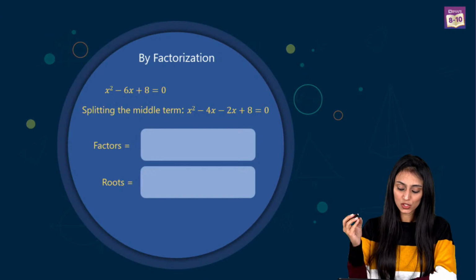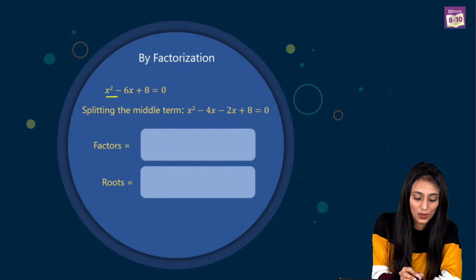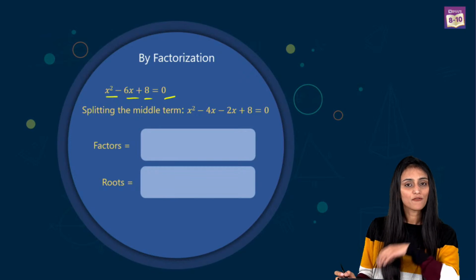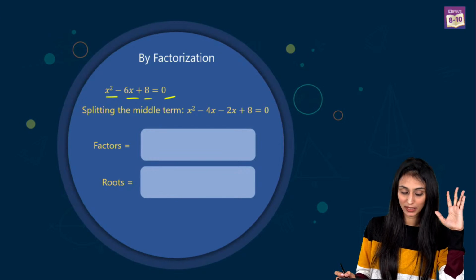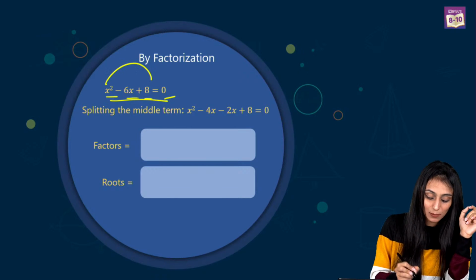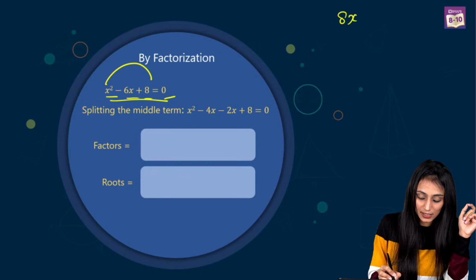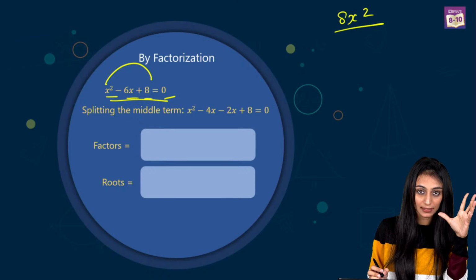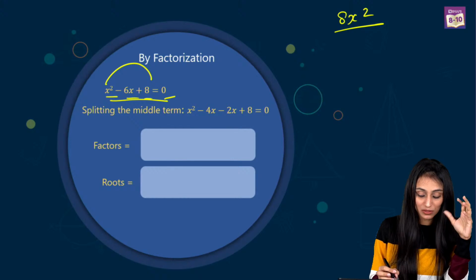Okay. So let's take an example to understand this. x square minus 6x plus 8 equal to 0. We are all pretty well aware of middle term splitting, and that's what I'm going to do here. First, you write them in standard form. We multiply the extreme values, so I get 8x square on multiplying them. So I'll write down the factors of this.